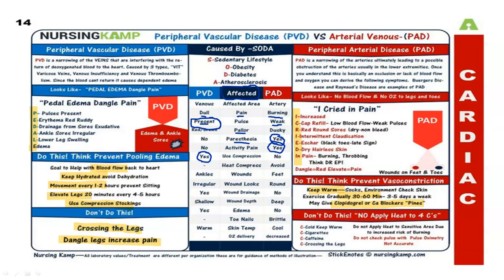So this wraps up our lecture for PAD and PVD. Again, make sure if you have questions or you need clarification, you're coming and asking me.